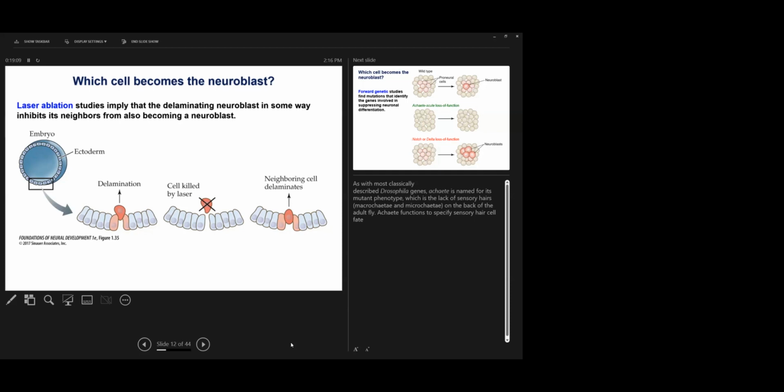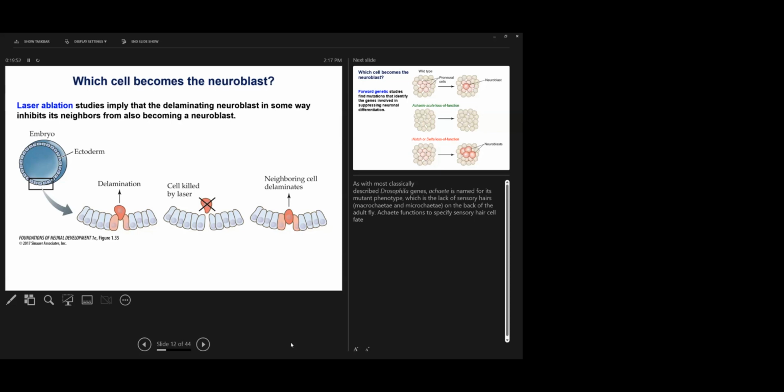From the past, a lot of studies have been done to identify which neuroblast, among a bunch of neuroblasts, takes the function of becoming a neuron. One experiment people have done is the laser ablation experiment. When the cell is delaminating, at the gastrula stage of the embryo, they irradiated the cell with laser and killed these cells. You can see that you do not have formation of neurons.